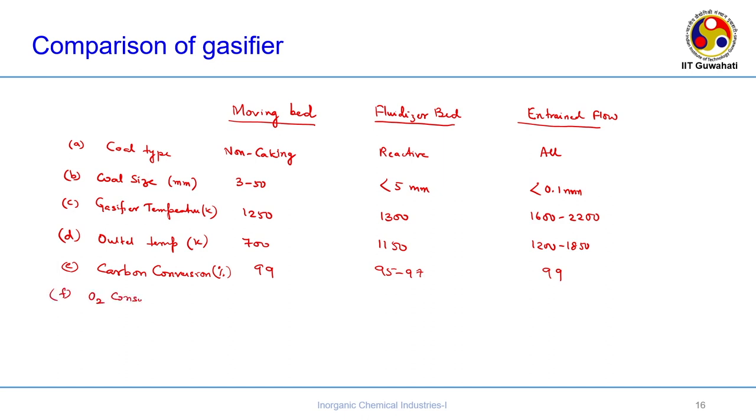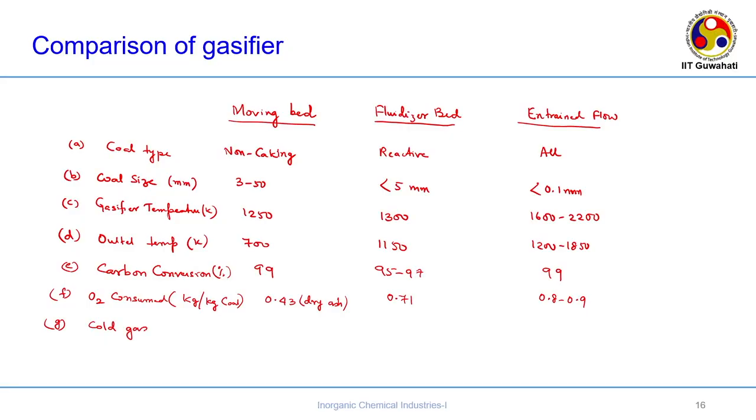Then comes how much oxygen has been consumed, O2 consumed. We can write kg of O2 per kg of coal, this is one unit. If it is a dry ash type of coal, when the coal is producing only dry ash, you require less oxygen. But in the case of fluidized bed, you want to make the reaction happen, the 0.71, but in the entrained flow, you will have close to 0.8 to 0.9. So, the moving bed will have the lowest consumption of oxygen, but the other two beds will have a higher amount of oxygen. Obviously, this is because it is counter current, so you just need to control the temperature of the combustion zone.